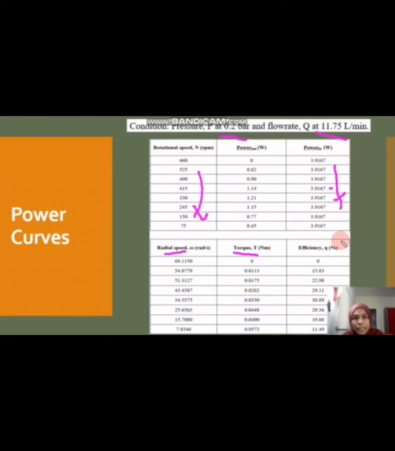It is also clear that the output power is directly proportional to the efficiency because, as you can see from this table, when the output power increases up to this point, the efficiency also increases. But then when the output power starts decreasing, the efficiency also decreases.